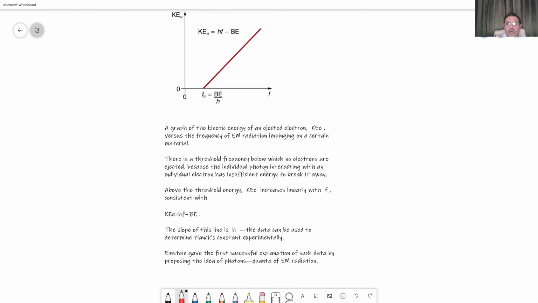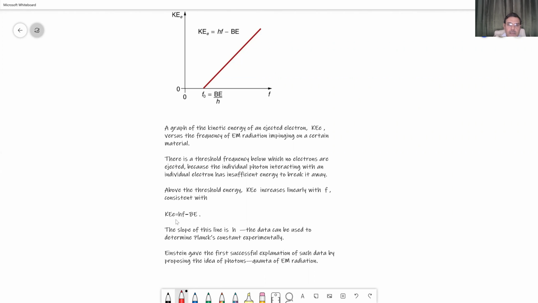Because individual photons are interacting with an individual electron, till the time the photon has insufficient energy, the electron will not break away from the surface of the metal. Above the threshold frequency, the kinetic energy of the electron increases linearly with F, consistent with this linear equation.